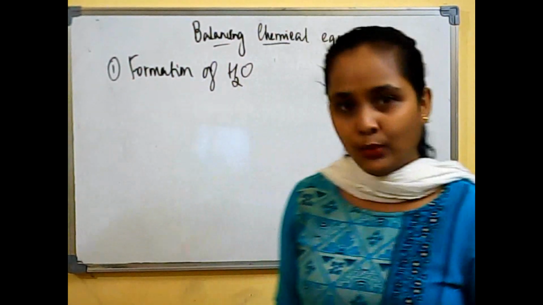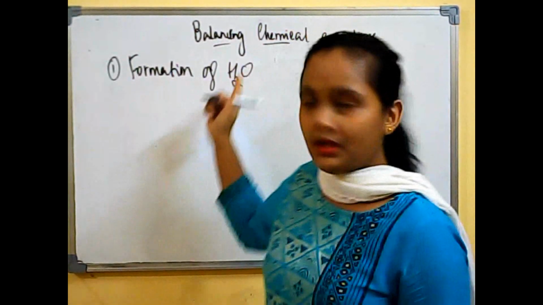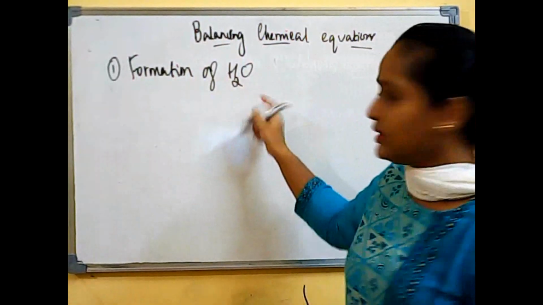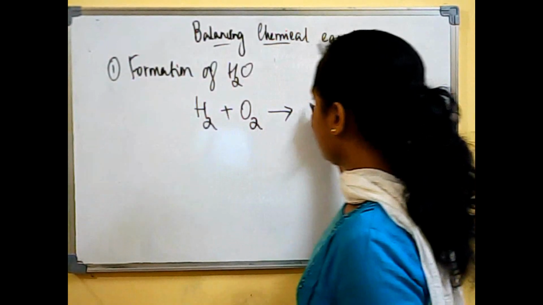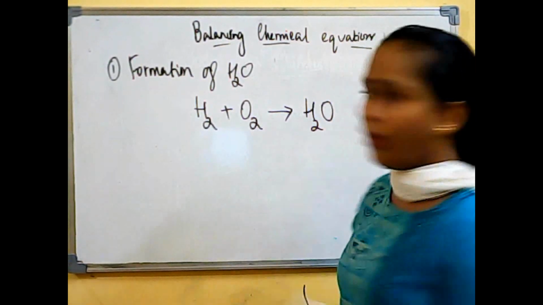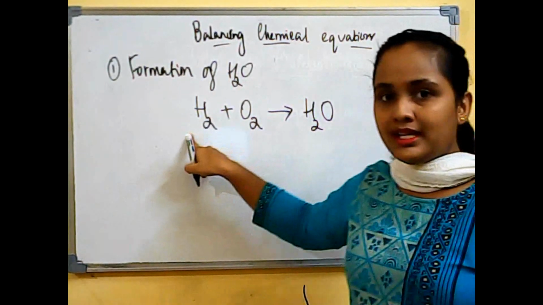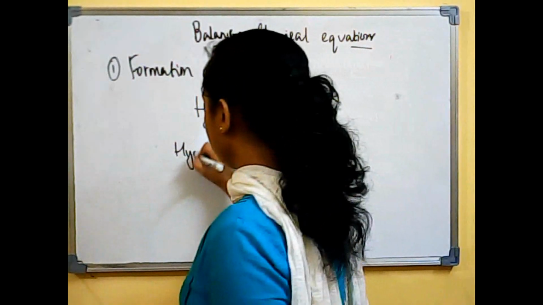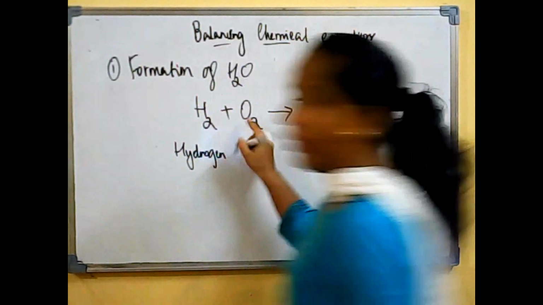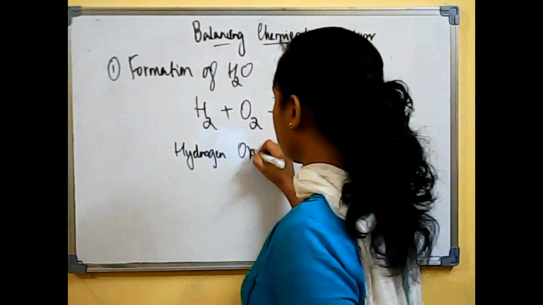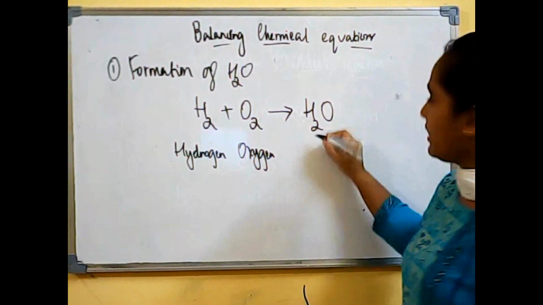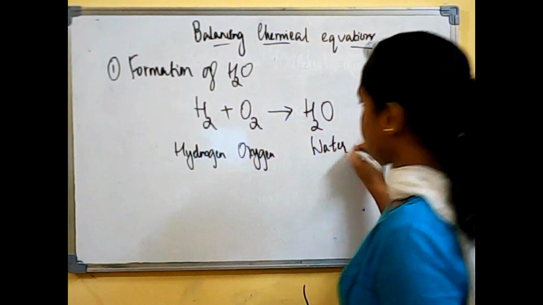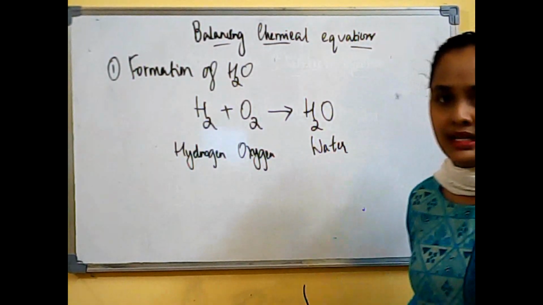We all know that the general equation of formation of water is H2 plus O2 giving you H2O. Here H2 is nothing but hydrogen, O2 is oxygen and H2O is water. Now how do we balance it?